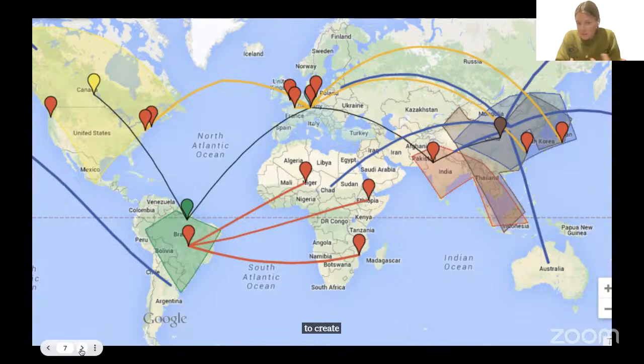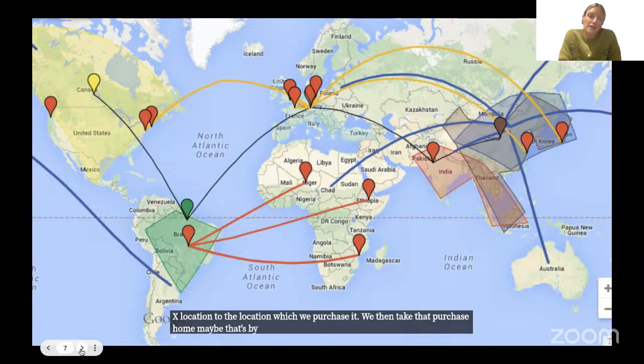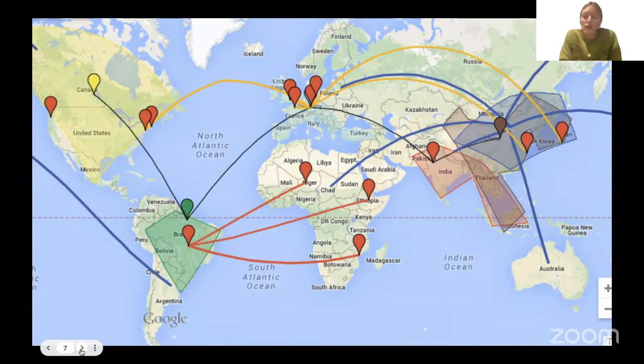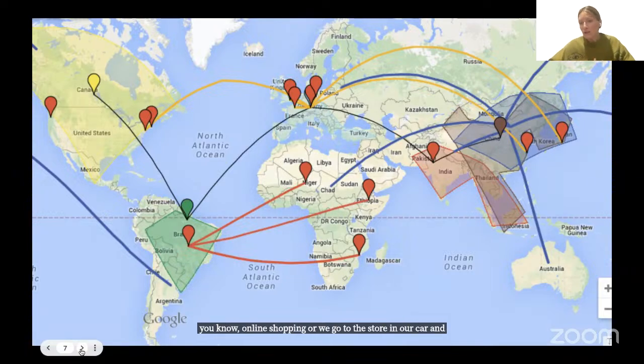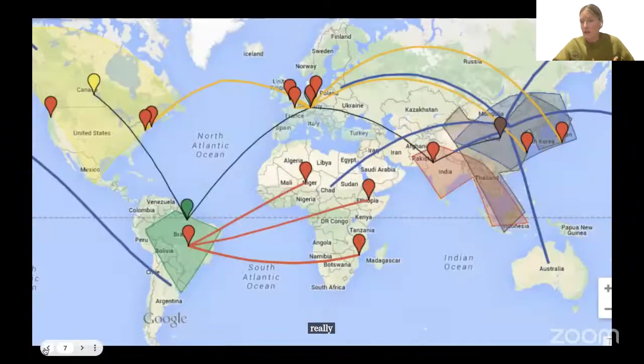construct this sneaker. We then know that it's shipped from X location to the location where we purchase it. We then take that purchase home. Maybe that's by online shopping, or we go to the store in our car and we buy that. And what we know pretty well is that the impact of all of this really becomes quite hectic, right?